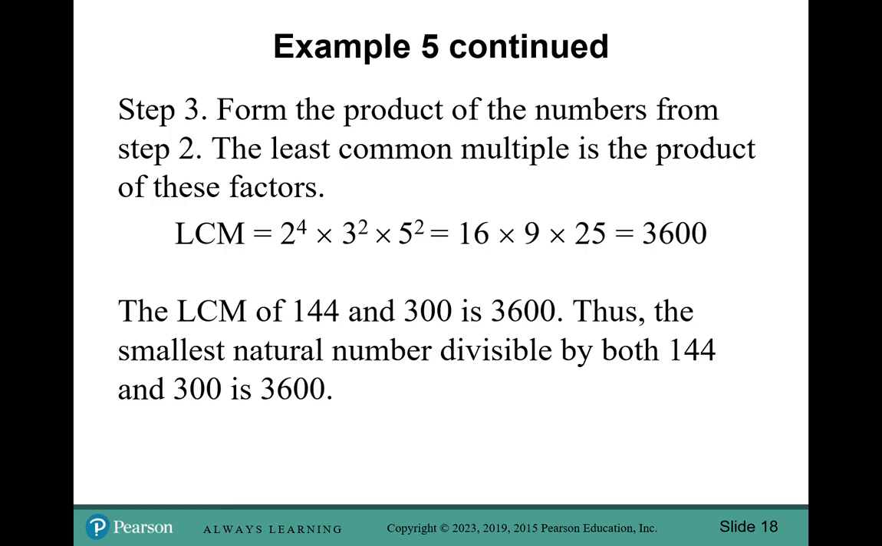We want to form the product of the numbers from step 2. The least common multiple is the product of these factors. So 2 to the 4th is 16. 3 squared is 9. 5 squared is 25. If we multiply all 3 of those together, we get the least common multiple, which is 3,600. The least common multiple of 144 and 300 is 3,600. Thus, the smallest natural number divisible by both 144 and 300 is 3,600.